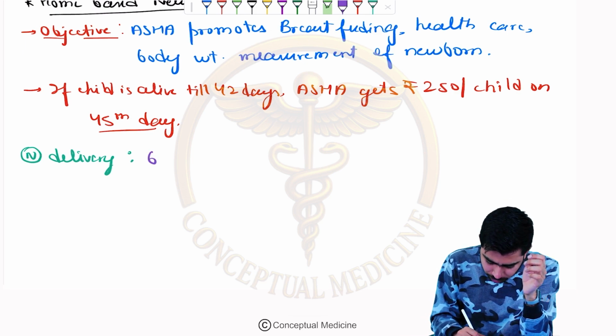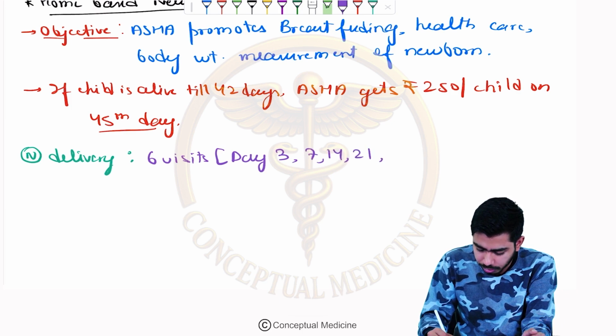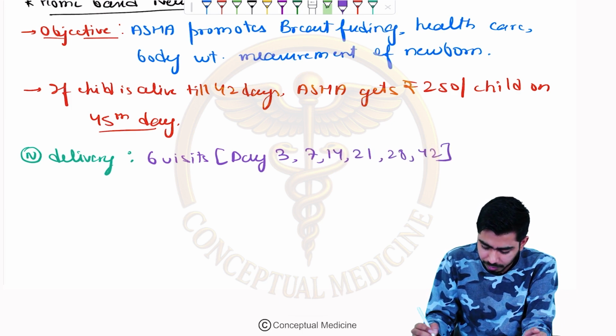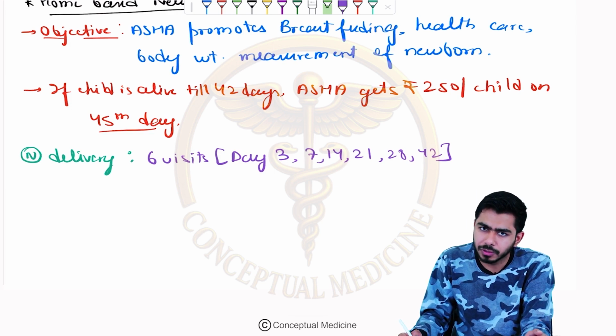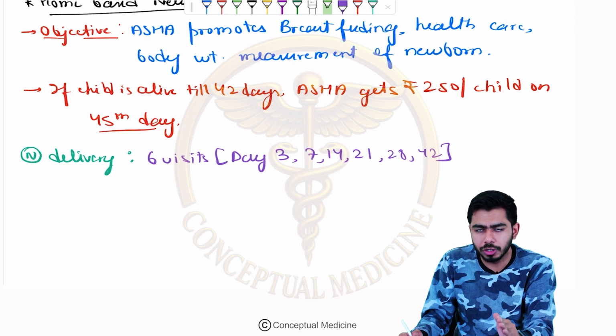How many total visits? She will be providing 6 visits over there, right? And how will she be providing the 6 visits? She will be going to their homes on day 3, right? Then day 7, then 14, 21, 28 and 42. You just need to remember the table of 7 over here. Just before the 7, you just need to put 3. So 3, 7, 14, 21, 28, 42.